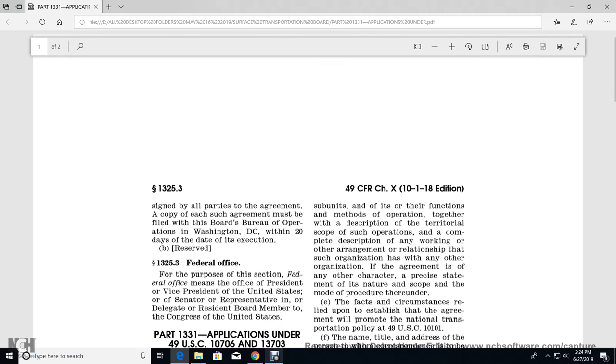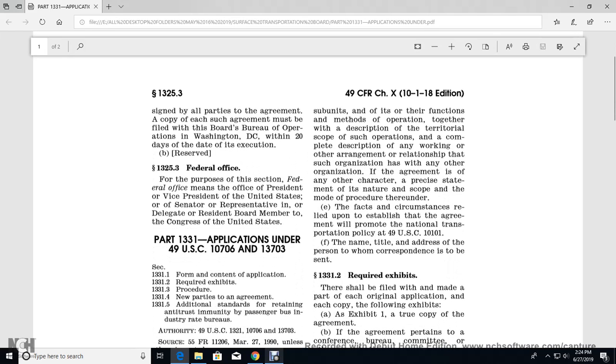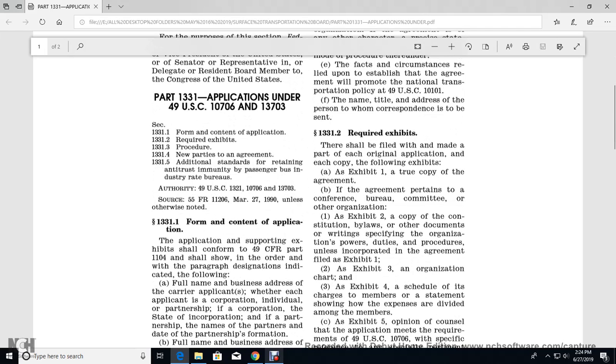Such organizations have any of the organization if the agreement is of any other character, a precise statement of the nature and scope of the mode of procedure thereunder. The facts and circumstances relied upon to establish that the agreement will promote the National Transportation Policy, Title 49 United States Code 10101, and the name, title, and address of the person to whom correspondence is sent.